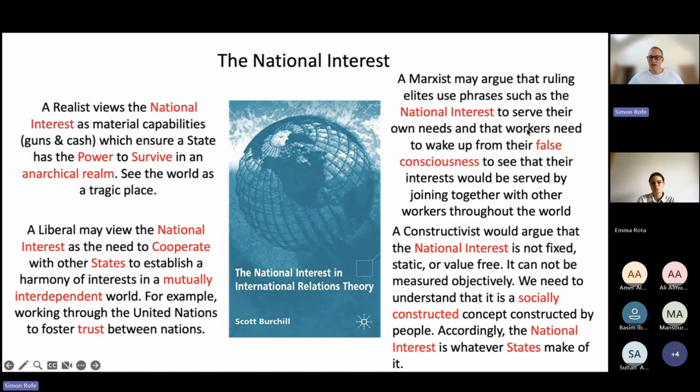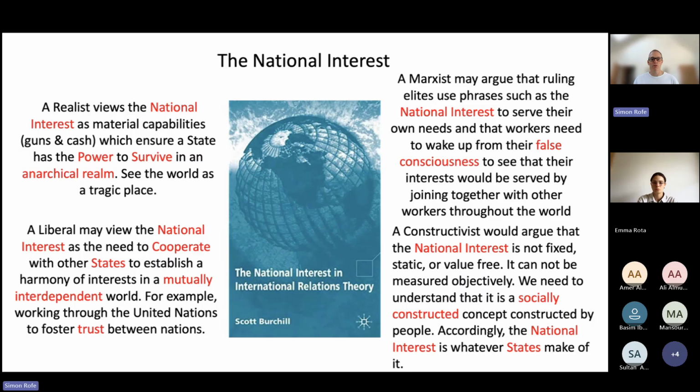And then a constructivist view would suggest that national interest is something that can be built, manipulated, changed, and that we need to understand how things are socially constructed. So that's the relationships that we have across different parts of the landscape. How do we engage with different parts of the world to enable us to understand it more fully?